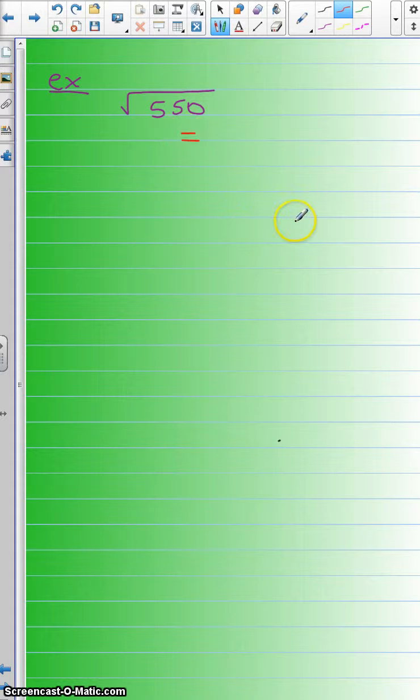I'm going to go with the perfect square method first. Let's see if I can find a perfect square in here. 25 should go in here because it ends with a 50. And the question is, how many times does 25 go into 550? So 550 divided by 25 is 22. Okay, the square root of 25 is 5. The square root of 22 is the square root of 2 and the square root of 11. Neither one of those is perfect, so it's going to remain square root of 22.